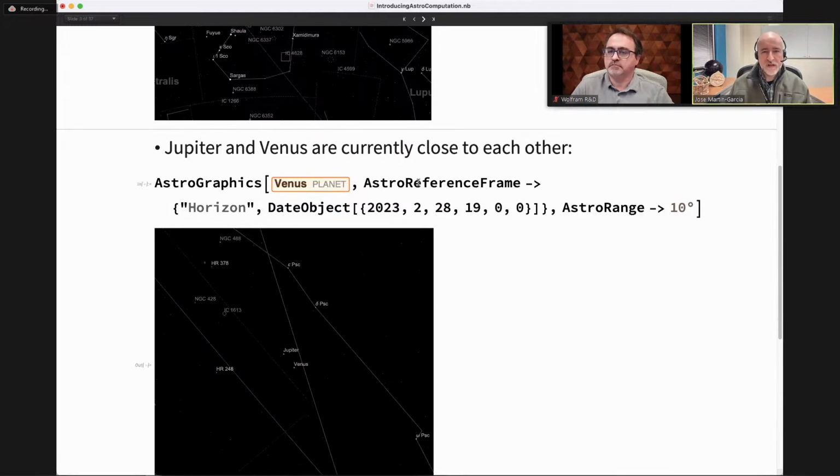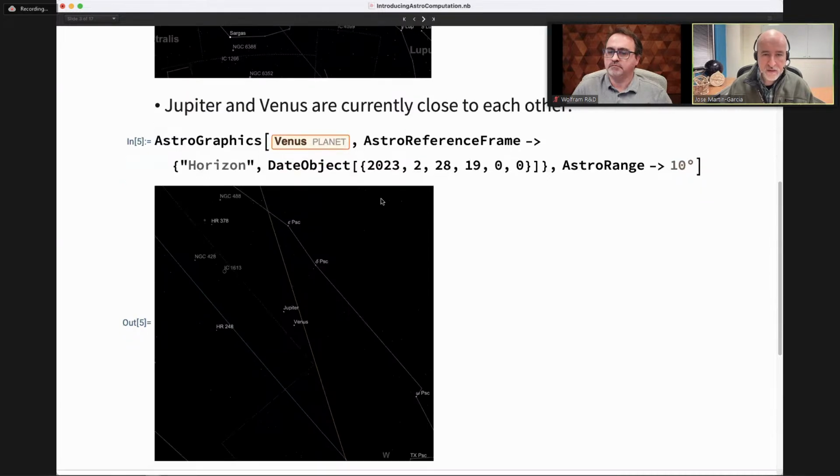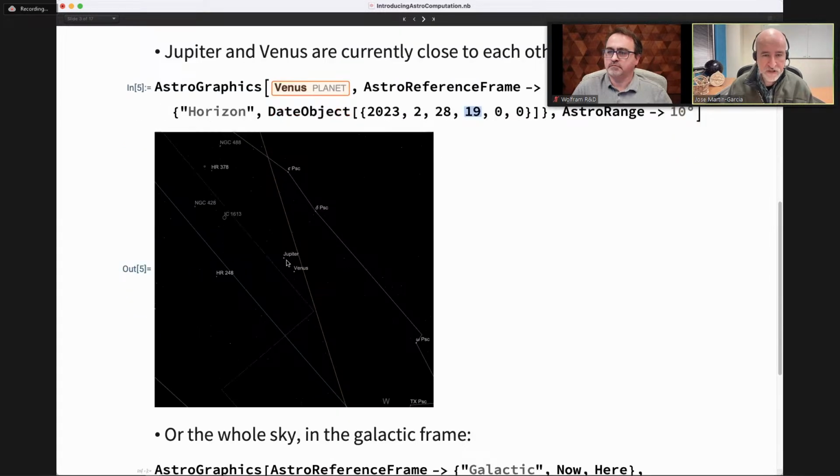For example, this is another map of a smaller region of sky. This is going to take a range of about 10 degrees of sky centered at Venus. We are asking for a representation in the horizon frame, the horizontal frame at your current location, but on this date, which is yesterday at 7 p.m. And we see how Jupiter and Venus were very close. If this is 10 degrees, this is about 1 degree or so.